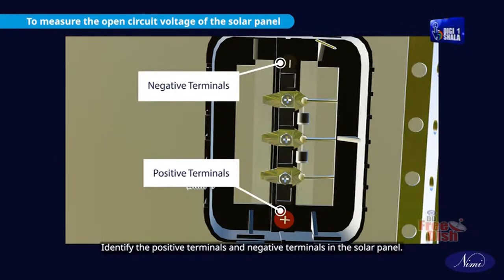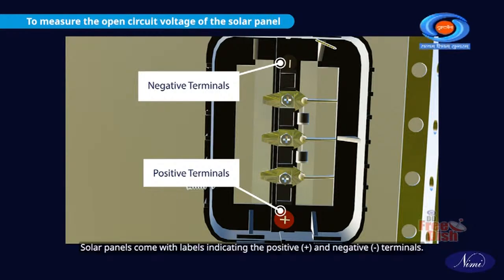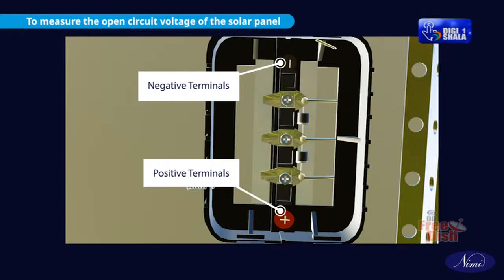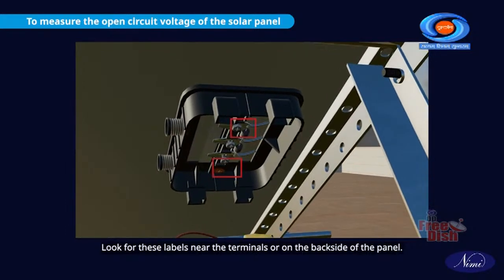Identify the positive terminals and negative terminals in the solar panel. Solar panels come with labels indicating the positive and negative terminals. Look for these labels near the terminals or on the back side of the panel.